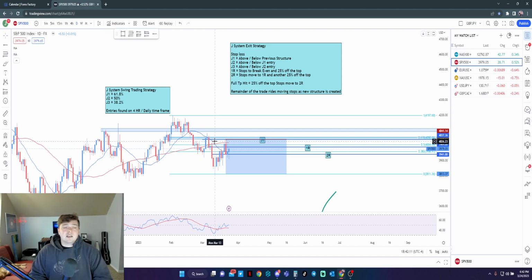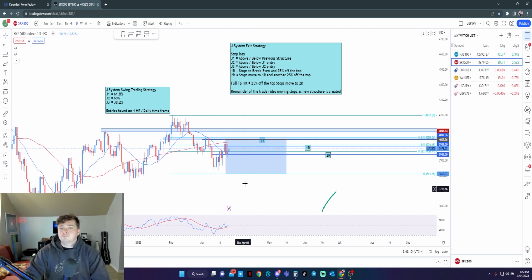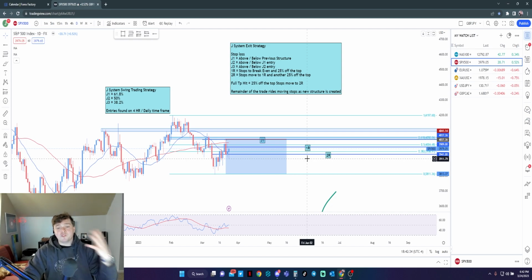That's it. Now you can, however, if price continues to move down and you get a new swing high and a new swing low, draw a new Fibonacci, and find another J1, another J2, or another J3. Or you could just let that 25% ride on that trade. Once it closes out, then you can start to look for a new entry. That's generally how I do it. I wait for the trade to completely close, and then I'll come back to SPX, and I'll look for a new trade.